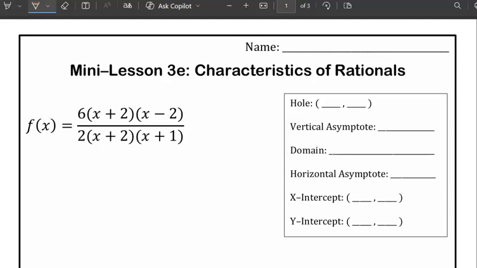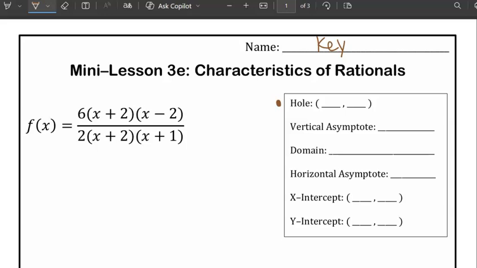Mini Lesson 3E, Characteristics of Rationals. f(x) equals 6(x plus 2)(x minus 2) all over 2(x plus 2)(x plus 1). The first thing we want to do is factor. They are already factored.